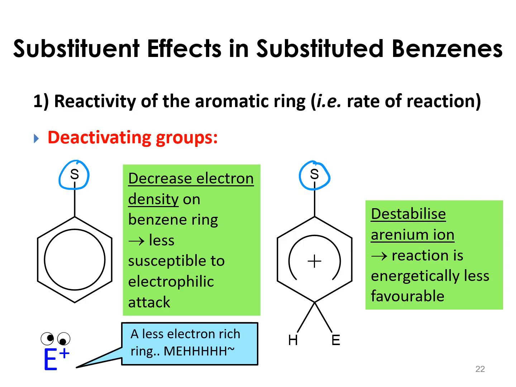On hindsight, even as the reaction proceeds, you get a positively charged arenium ion. So it really doesn't help that the substituent is still trying to withdraw electrons away, which makes the arenium ion even more electron deficient and destabilized. This causes the reaction to become energetically less favorable. As a result, I will need an external source of energy to drive the reaction forward.